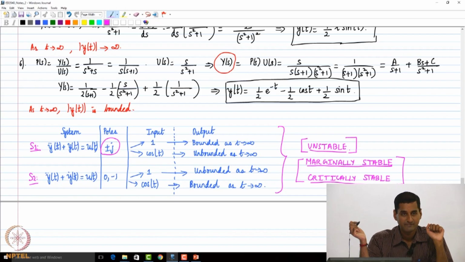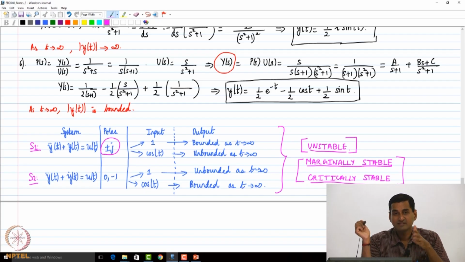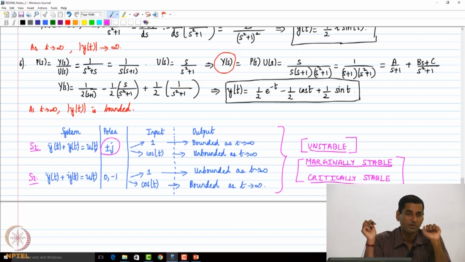Okay, so once again you see that for one input alone, the output is unbounded. For every system having a pole at the origin, this property will hold, and the same goes for S1. So for example, for a class of systems of S1, if the poles were at plus or minus 10j, if you give cos 10t or sin 10t, the output is going to blow up to infinity as time t tends to infinity. That is the bottom line.